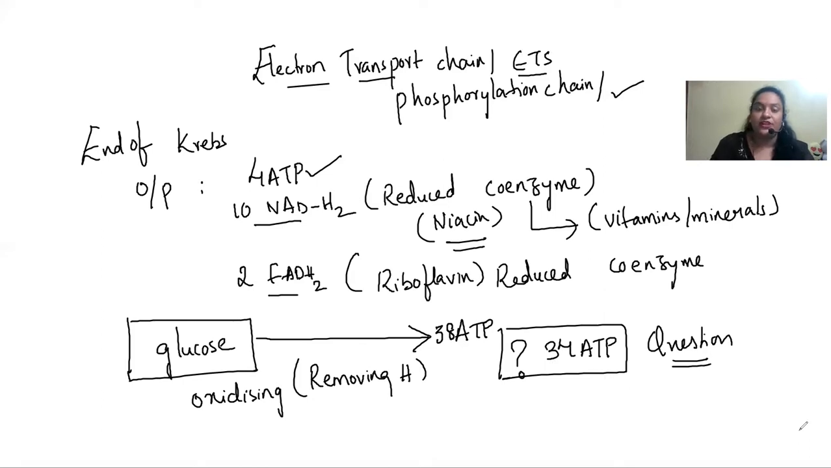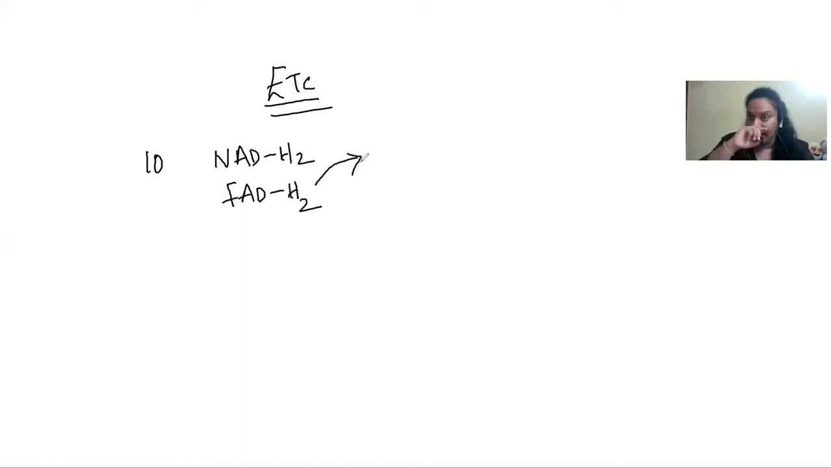Those other 34 ATPs are produced in this last series of reactions called the electron transport chain. What actually happens is, in the inner membrane of the mitochondria, these reduced NADH2s as well as the reduced FADH2s are going to enter the inner membrane.